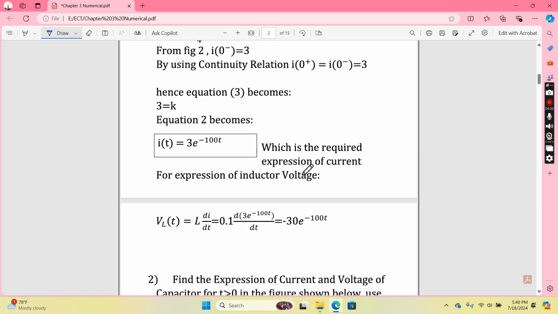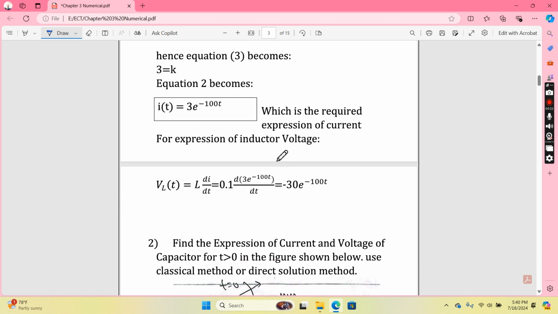Now we have to find the expression of voltage across the inductor. We know the voltage across an inductor is given by VL equal to L dI by dt. L is 0.1. Now we have the current given as 3 e to the power minus 100t. We have to take the derivative of that expression of current. Then we get the value as minus 30 e to the power minus 100t.